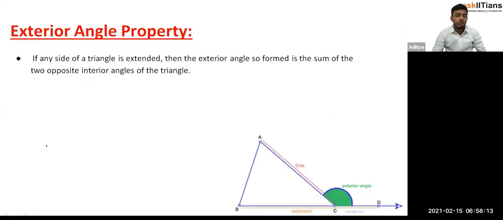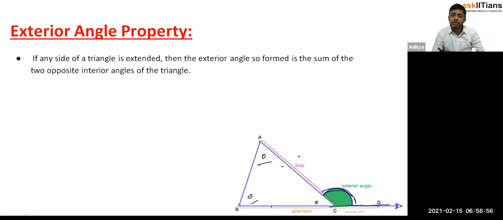Now, let us also talk about the exterior angle property of a triangle. If any side of a triangle is extended, as we can see in this diagram where this particular side has been extended on one side, then the exterior angle so formed, due to the extension of one side of the triangle, is equal to the sum of the two opposite interior angles. Of course these are the interior angles here, 1, 2, 3, but which of them are the opposite interior angles?